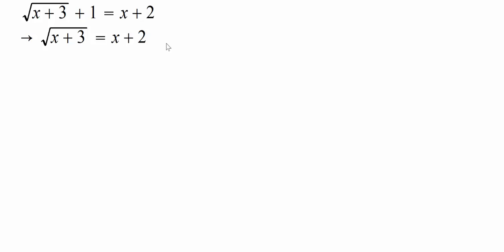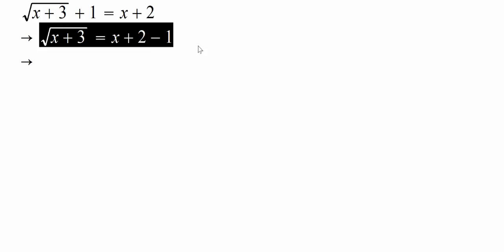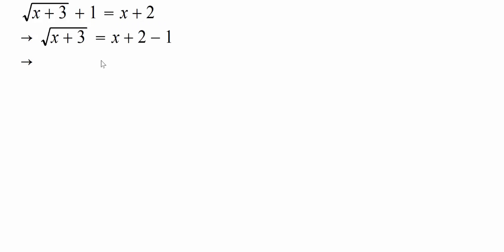So I'm going to move this 1 to the other side, so that becomes a -1, right? And then what we have is the square root of x plus 3 equals x plus 1. Now it's pretty easy to get rid of the square root sign. What we can do is square both sides.